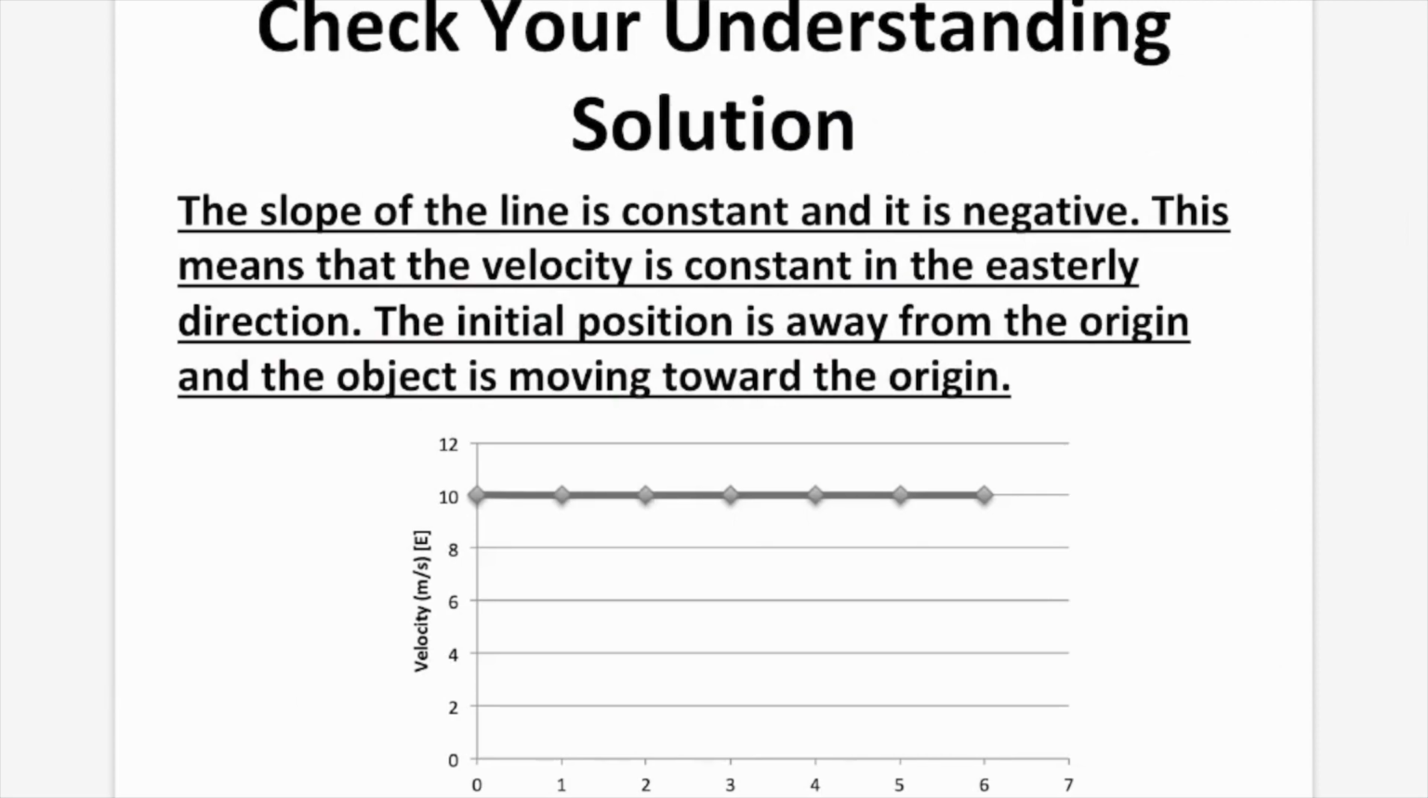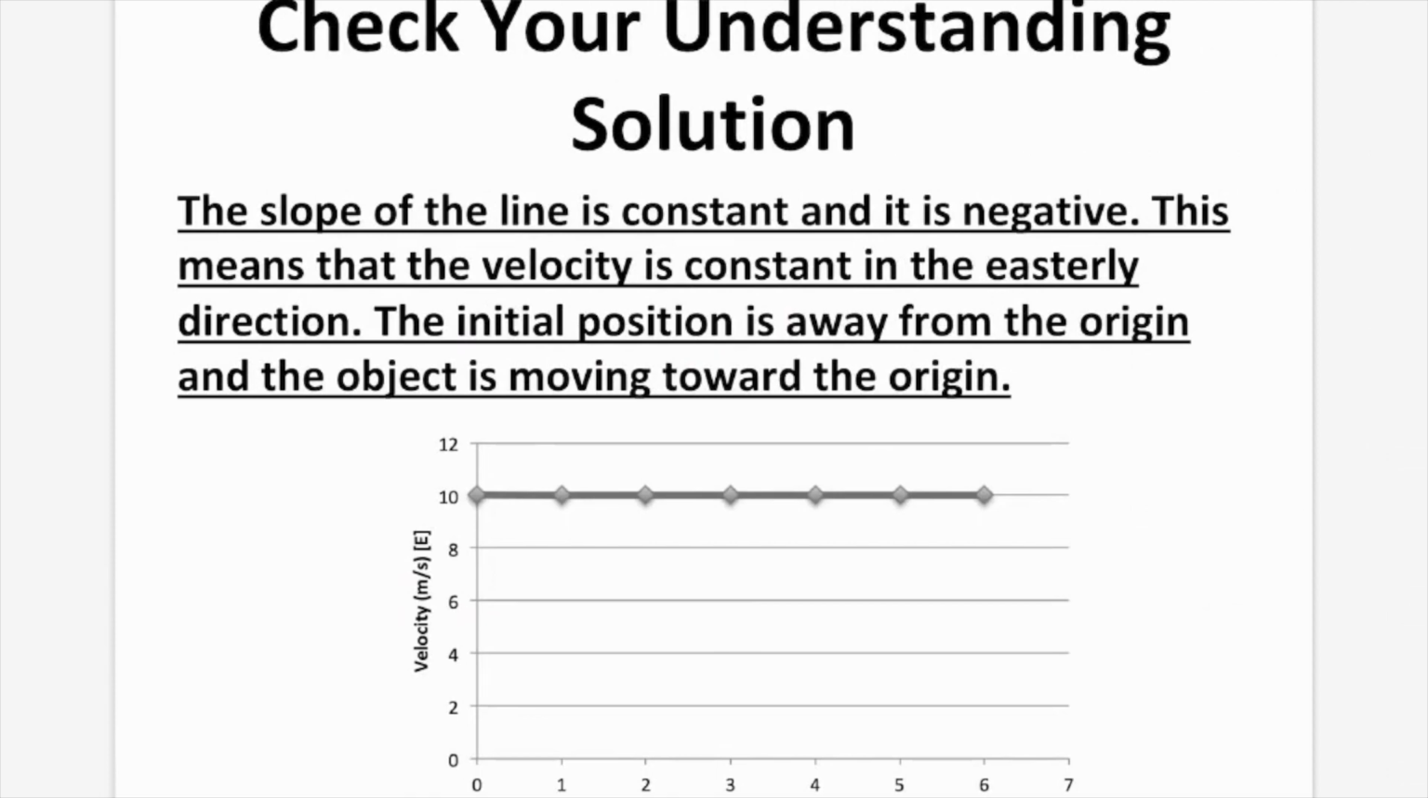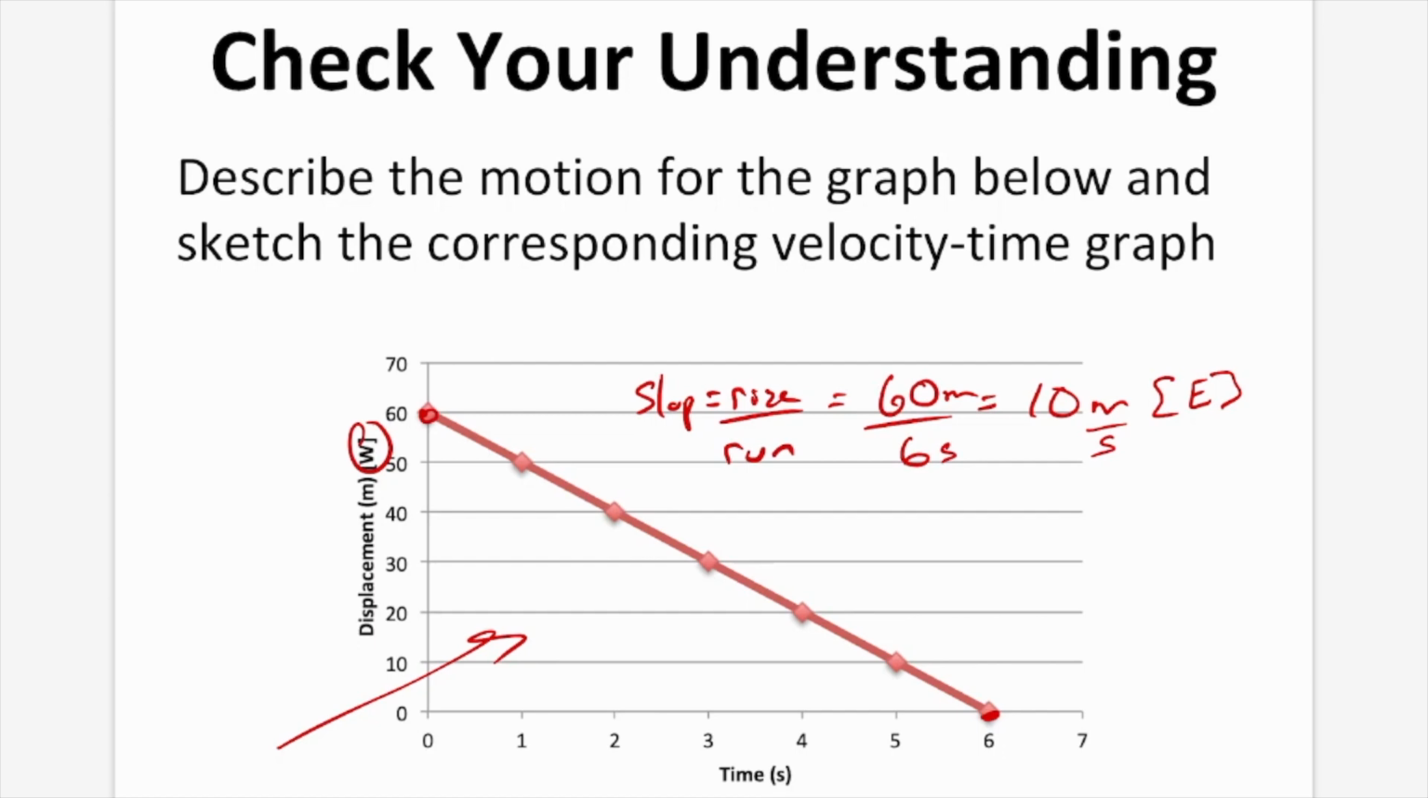So the slope of the line is constant and is negative. As we just picked out, it was 10. This means the velocity is constant in the easterly direction. So we have easterly direction at 10, and that's what we figured out the slope was going to be. The initial position is away from the origin, and the object is moving towards the origin. Now, how do we know it's moving towards the origin? Well, the displacement at the origin is actually going to be 0, right? And since it's going towards 0, we know it's going towards the origin. As our direction is west, and it's becoming less west, we know it's going towards the origin, and it's traveling in an easterly direction in order to get there.